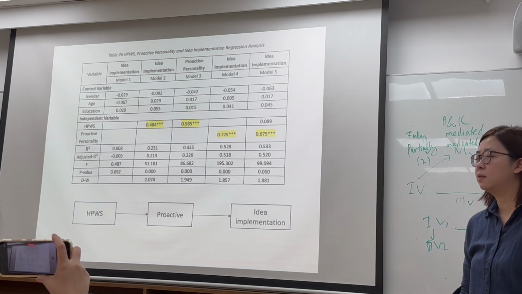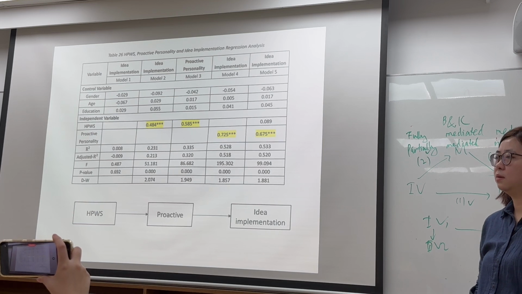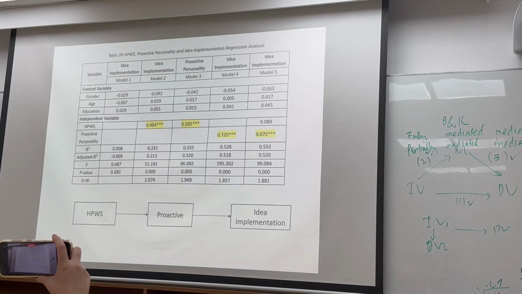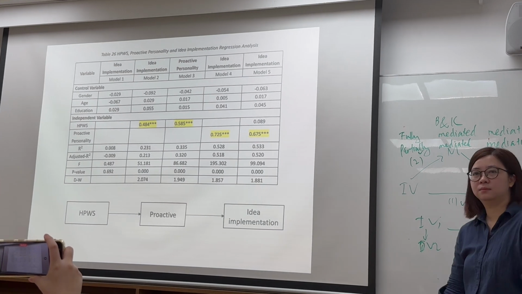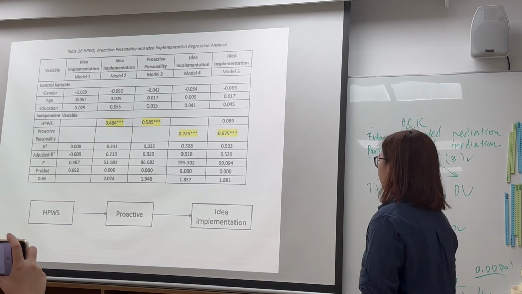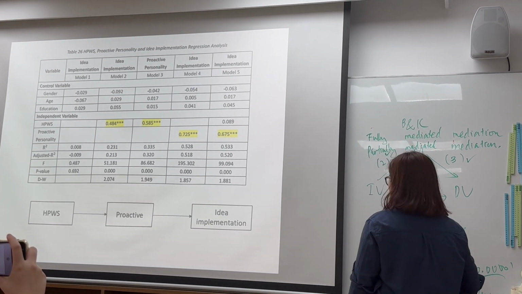Understand? So in this case, we don't really need a moderator? No, this is not moderator, this is mediator. Oh, yeah, sorry. Okay, so this is how we see fully mediated and partially mediated. Professor, one more time, can you say how do we know if it's fully mediated in the table? Okay, sorry. Explain again.